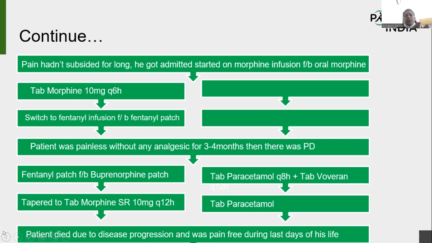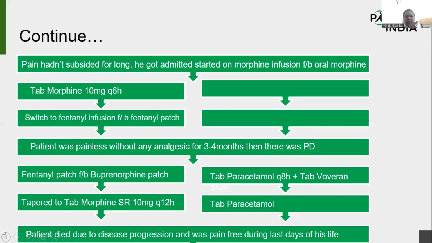So for buprenorphine patches, we can apply it for 7 days. That's why we changed the fentanyl patch to buprenorphine patch, because they were not able to come after every 3 days. We were able to give only one fentanyl patch at a time. So we changed this fentanyl patch into buprenorphine patch, and again we started paracetamol plus Boveron along with that.